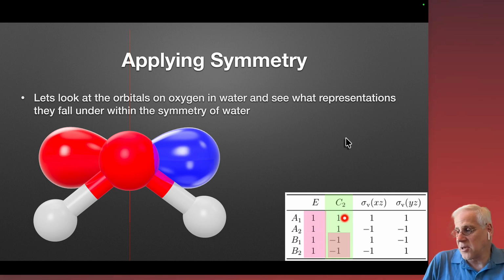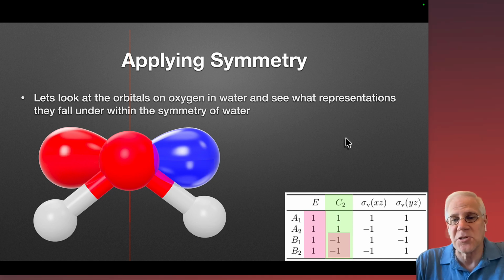Well, that means that the py cannot be A1 or A2, because for A1 and A2, I should have a character of 1, but I don't. And so it must be a B1 or a B2 symmetry, because these both have a -1. So it fits the E and it fits the C2 for both B1 and B2.